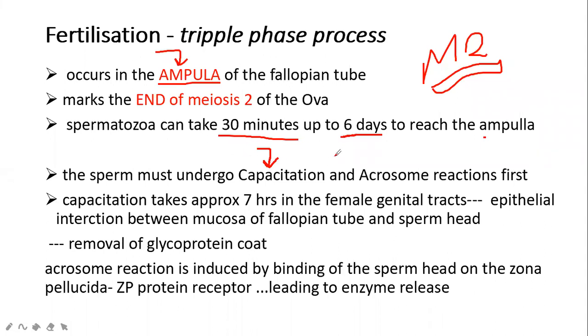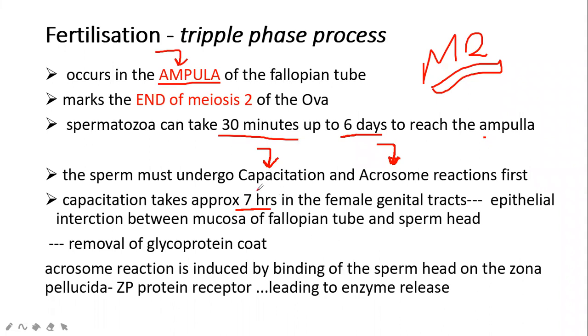And the second reaction that will happen is the acrosome reaction, which happens in the process of digging through the zona pellucida. Capacitation takes approximately 7 hours. So imagine, if it moves very quickly and takes 30 minutes to reach the ampulla, it won't fertilize until 7 hours is done. Even if it moves quickly, it has to wait for 7 hours.